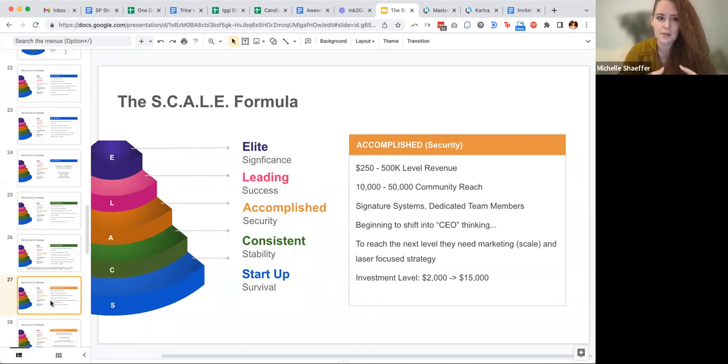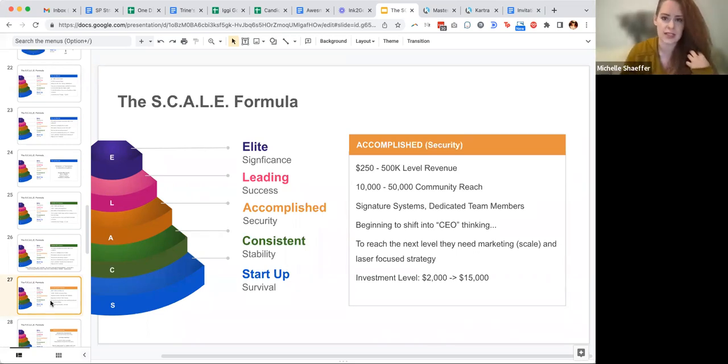This is where businesses tend to move from solopreneur to really, hey, I run my business, I'm not my business. At the lower levels, people very much identify as their business is them. As they move up, they start to think more like a CEO. And to get to the next level, they really need marketing scale strategies and really laser focused strategies, because to get here, they've probably thrown everything out there. Like they're just throwing spaghetti at the wall. And at this phase, it's where you've got to put that spaghetti back together and really help create the systems that will get them to the next level.